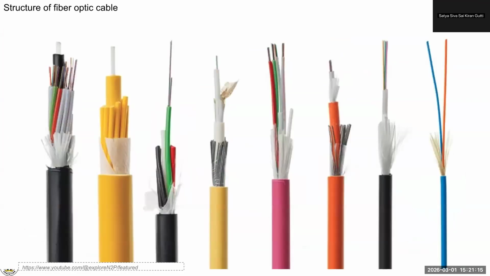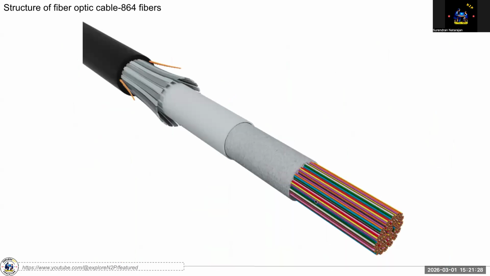The splicing is done when the fiber has to travel more distance. See, I told you, there are 864 fibers now in the same fiber cable.